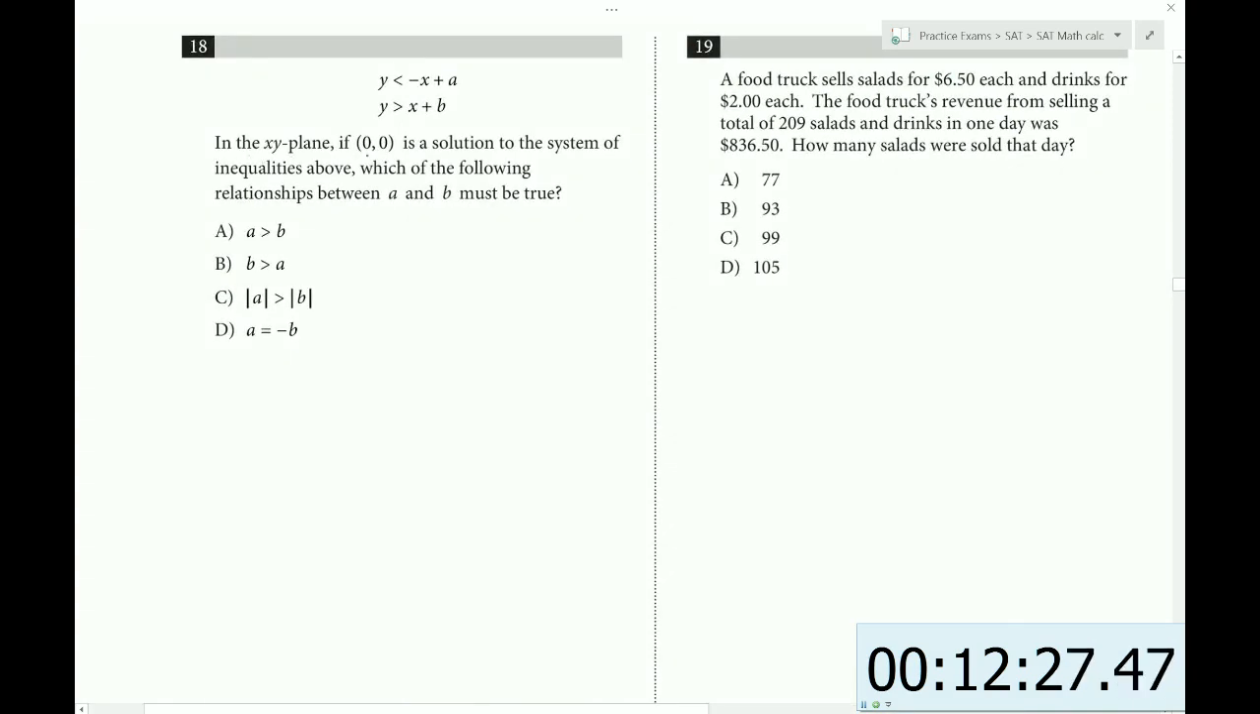In the xy plane, if 0, 0 is a solution to the system of inequalities above, which of the following relationships between A and B must be true? So what we can do is plug in 0, 0. Okay, 0 greater than 0 plus B. So from the first line, we would ascertain that 0 is less than A. And from the second line, we would ascertain that 0 is greater than B.